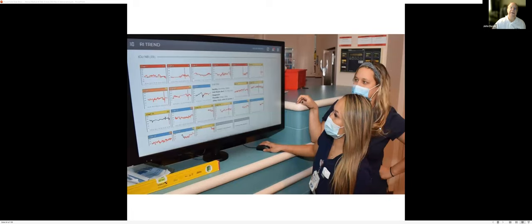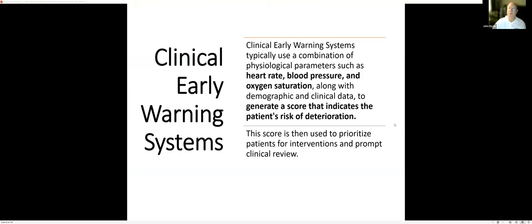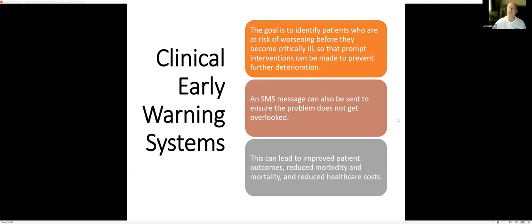And the kind of displays you get are screens like this, where it'll take a look at various indices of concern and plot them out and even change the color of the background to indicate that there are concerns present. So parameters such as heart rate, blood pressure, saturation are the things that are followed. The goal is to identify patients who are at risk of worsening before they become critically ill, so prompt interventions can be made. And you can even send a text message or an SMS message to the doctor to ensure the problem doesn't get overlooked. And they could lead to improved patient outcomes, reduced morbidity, mortality, and hopefully reduced healthcare costs.